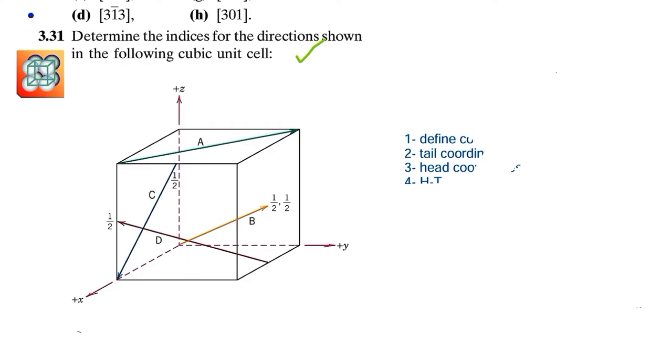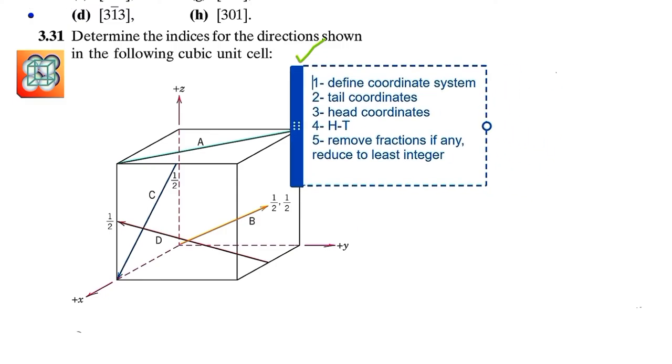Okay, so let's quickly get started, and before we dive into the problem, we should first know the steps that we are going to follow in finding out the indices for the directions. These steps are really crucial and we'll be following them. These are the basic steps, so let's have a look at them. We'll just read them and we'll understand them as we apply them in the problem, so you'll know them better. So here are the steps that are involved.